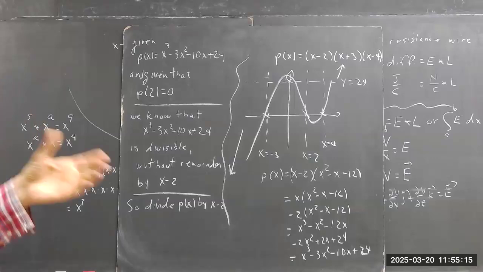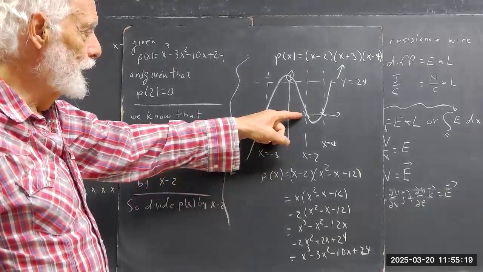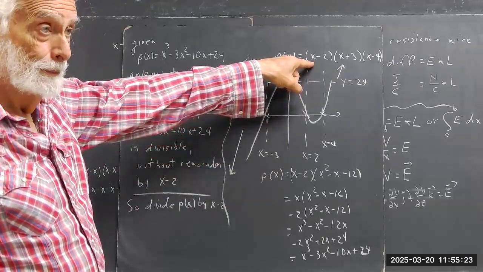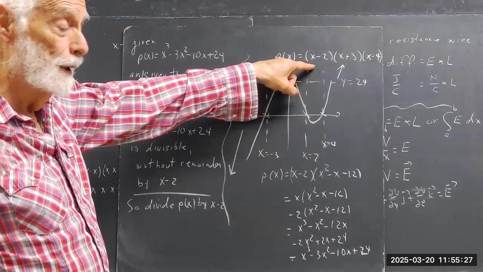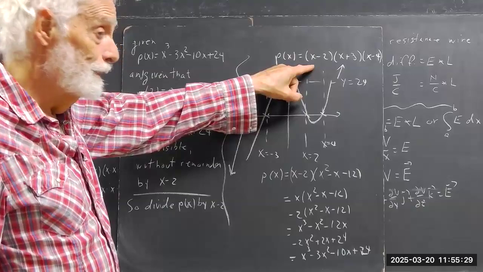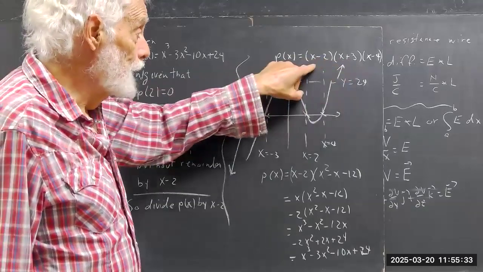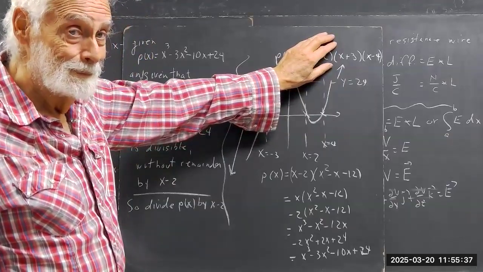How do we know that? We know that in order to get a 0 at x equals 2, a polynomial has to have a factor x minus 2. If it has a factor x minus 2, that means x minus 2 would divide this. And if you divide this by x minus 2, you get x plus 3 times x minus 4.